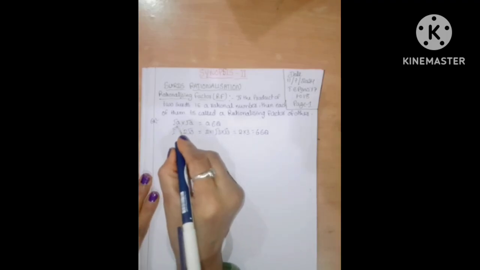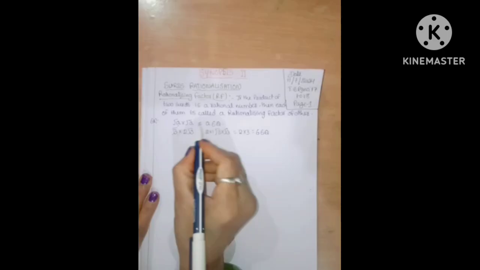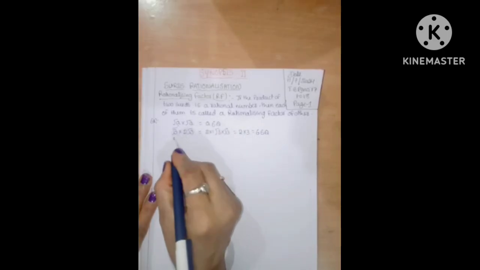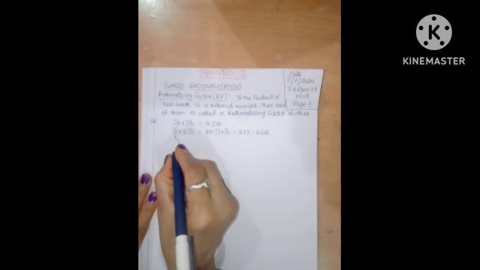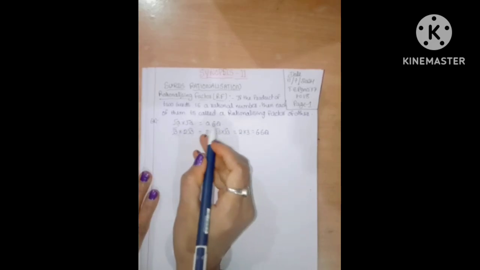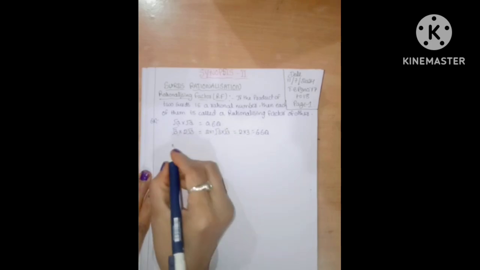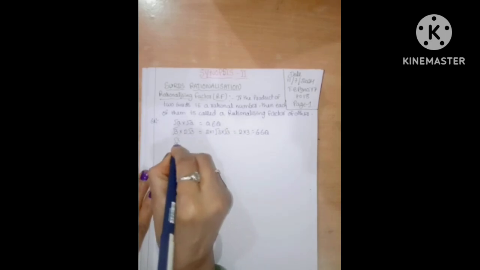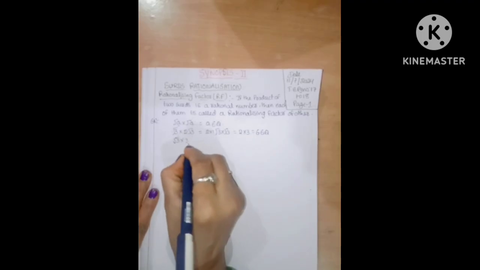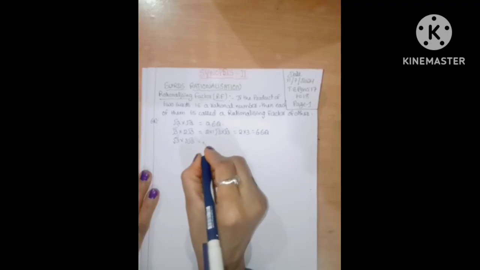So what is the rationalizing factor of root a? It is root a. And what is the rationalizing factor of root 3? The rationalizing factor of root 3 is 2 root 3, and the rationalizing factor of 2 root 3 is root 3. Now take the product of any two surds, suppose 3 root 3 and root 3.